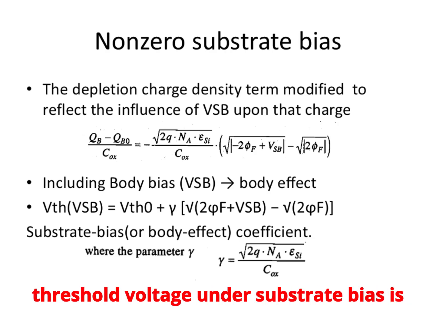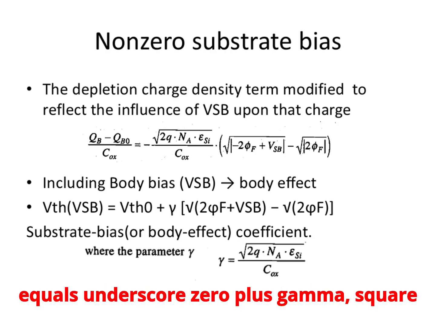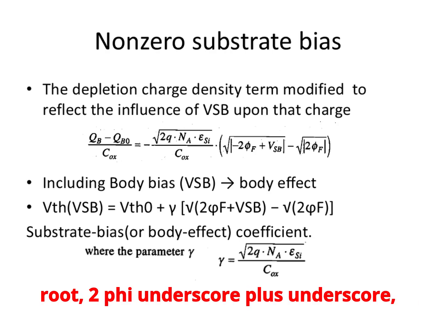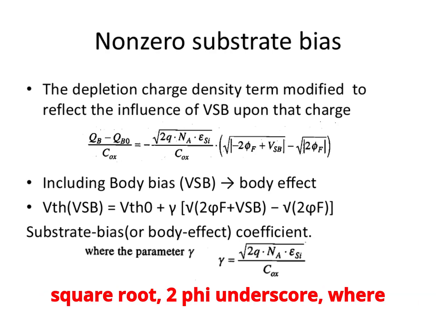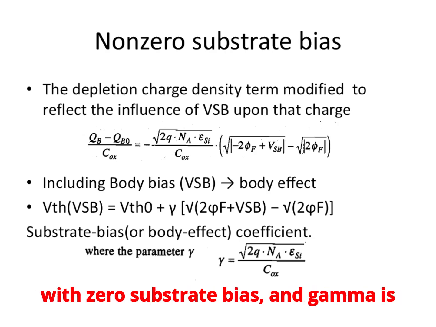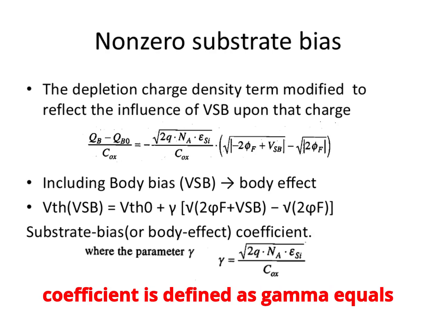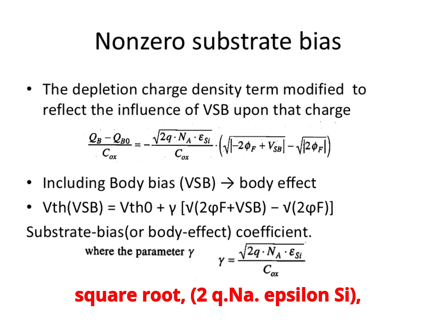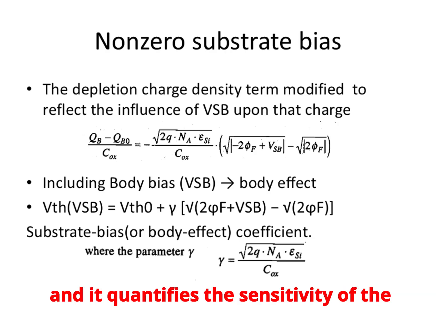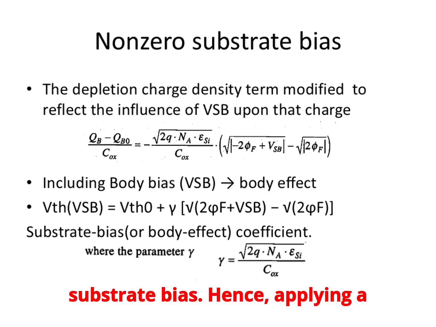Mathematically, the threshold voltage under substrate bias is expressed as Vth equals Vth0 plus gamma times the square root of 2φF plus VSB, minus the square root of 2φF, where Vth0 is the threshold voltage with zero substrate bias, and gamma is the body effect coefficient. This coefficient is defined as gamma equals square root of 2qεsi Na over COX, and it quantifies the sensitivity of the threshold voltage to changes in the substrate bias.